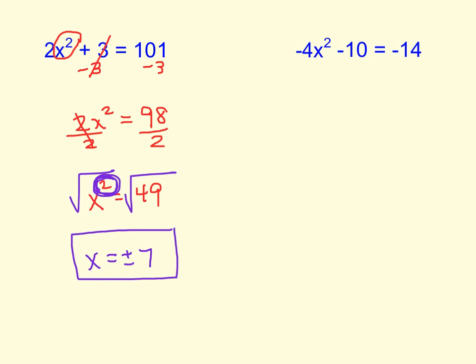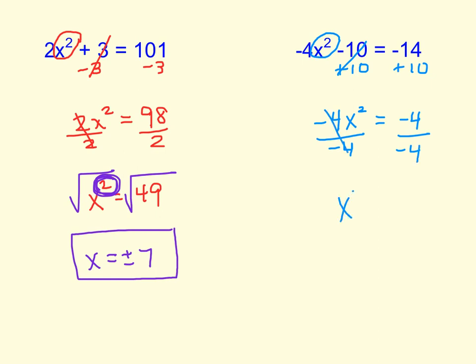All right, next example, we have to get this x squared alone, so do your addition or subtraction terms first. We're going to add 10. So you have negative 4x squared equals negative 4. Now let's get rid of the negative 4 with division because it's being multiplied by the x squared. So we have x squared is equal to a positive 1.